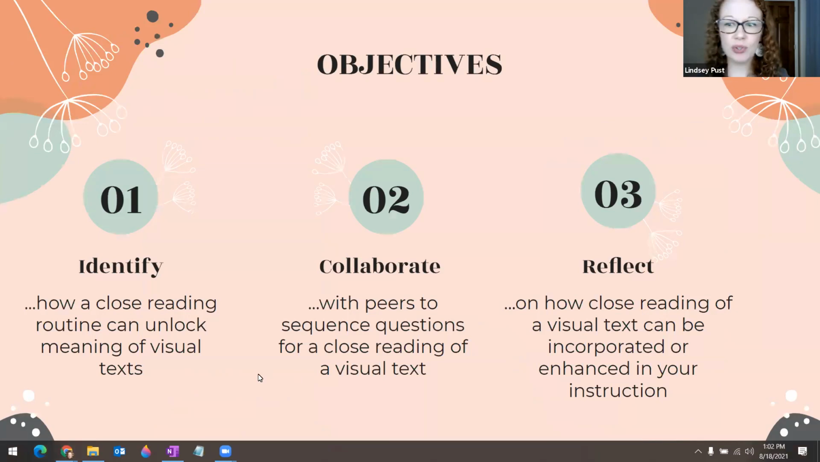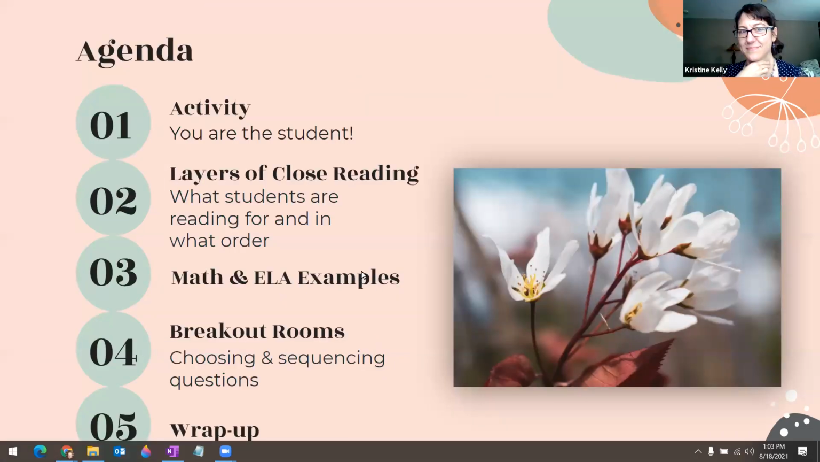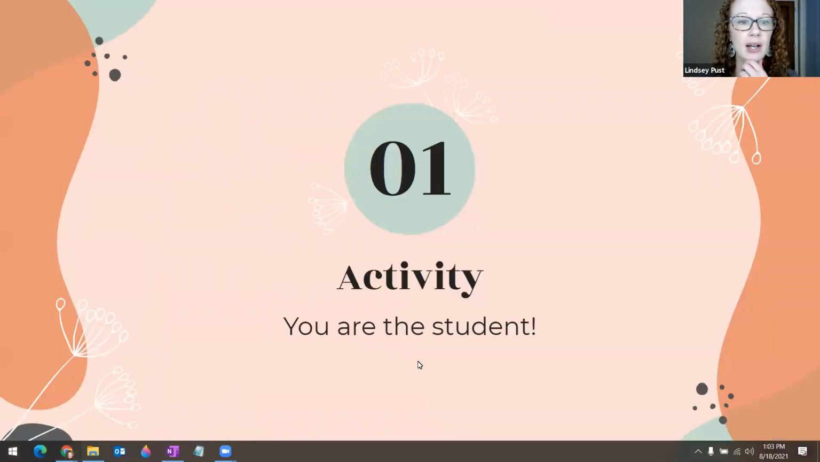So today we're going to do 3 different things. We're going to identify how a close reading routine can unlock meaning of visual texts. You'll have time to collaborate with peers in a breakout room, practicing sequencing certain questions to lead to a summative prompt. And then we will come back from the breakout groups and reflect on that experience and on the concepts and the ideas that we're talking about. So with that, we will get started with a brief activity.